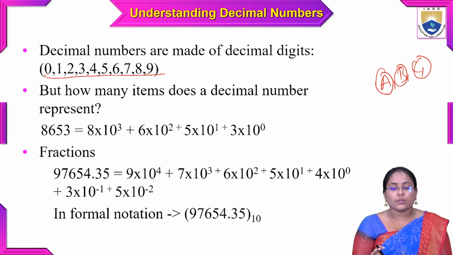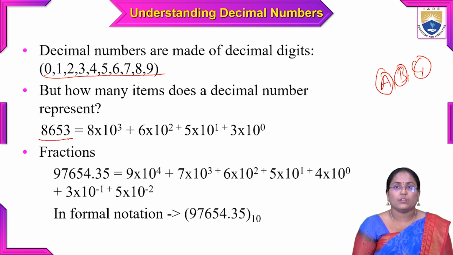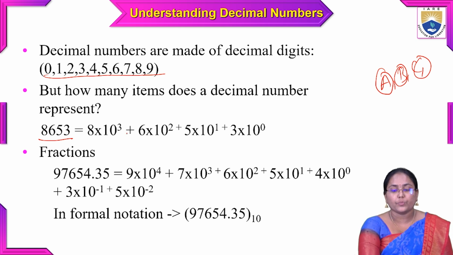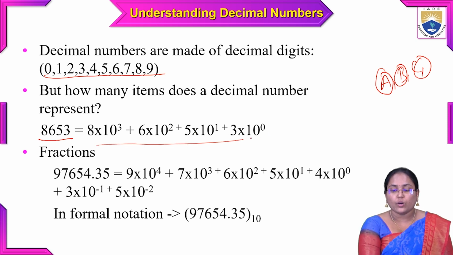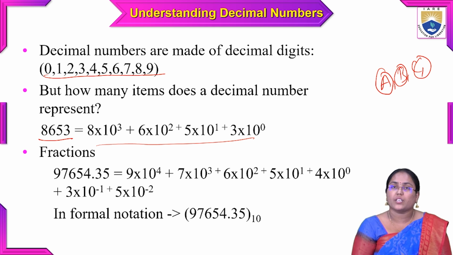But how many items does a decimal number represent? For example, if I take 8653 into consideration, here it has 8 into 10 to the power of 3 plus 6 into 10 to the power of 2, 5 into 10 to the power of 1 plus 3 into 10 to the power of 0. So when you add all these things, you'll be getting the number.